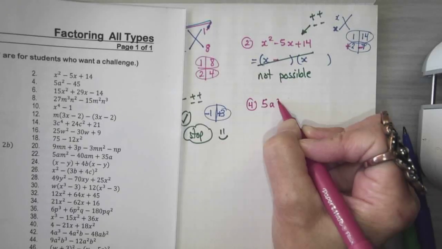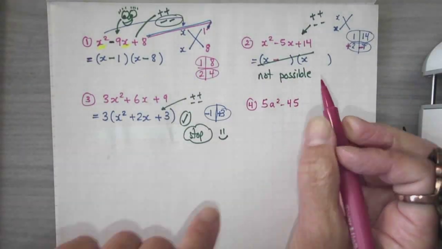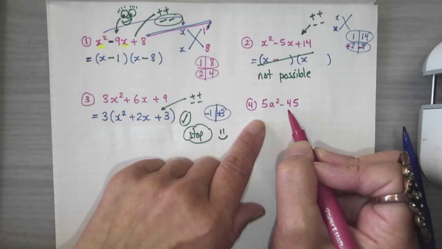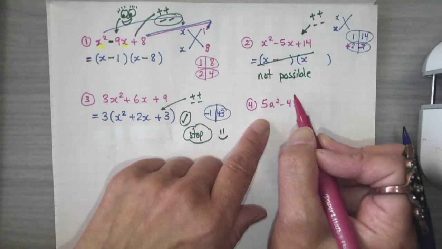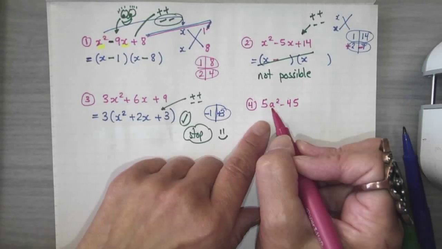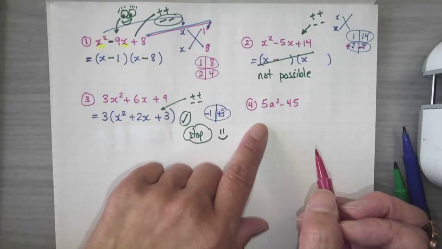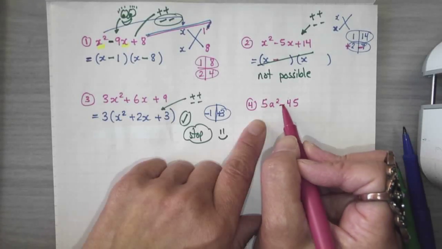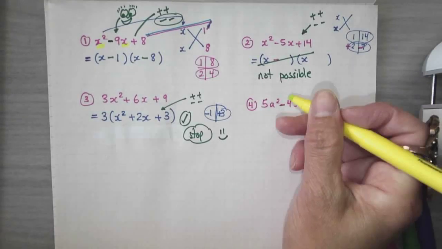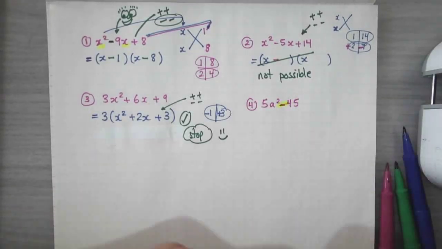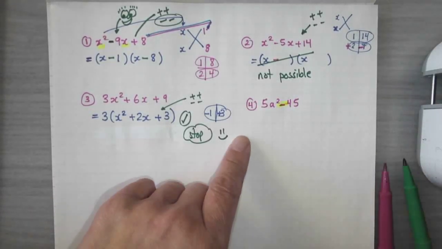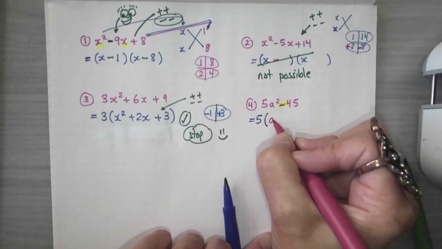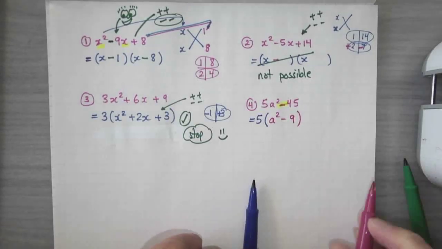Number 4. Number 4 was 5a squared minus 45. So what I talked about was 2 terms. 1 term, 2 terms. Remember, terms are linked by multiplication, so that's 1 term, that's another. It's not going to be a trinomial, simple or the more difficult trinomial, but it could be a difference of squares because there's a minus in between, so you have to look here. But those are not perfect squares. They have to be perfect squares. So let's take out the common factor of 5.